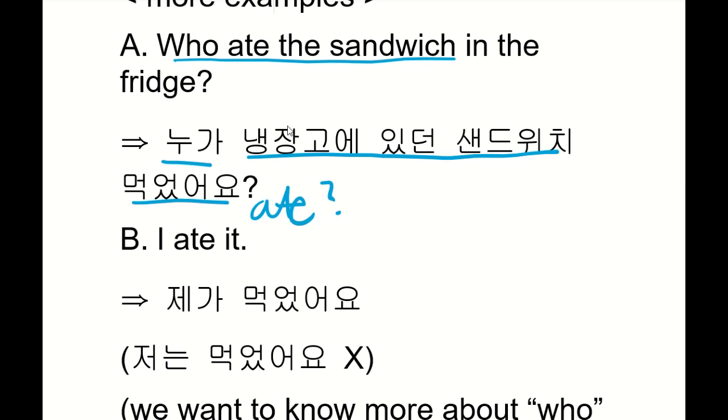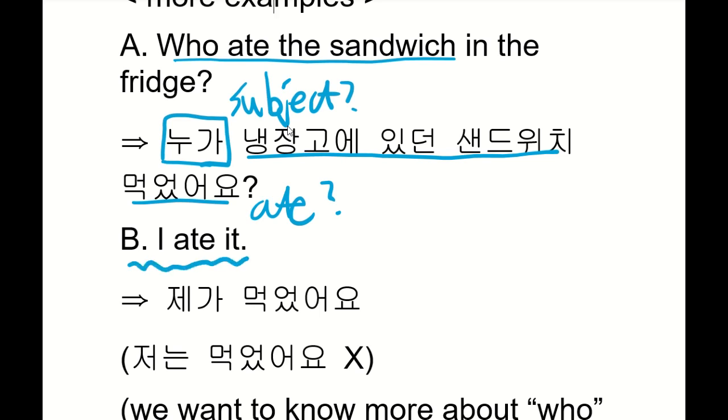So in this case, we're not really focused on the verb here, but we want to know who did it, the subject, right? 누가, who, 먹었어요, who ate it, and I ate it. So that's why we use 제가 here again. 제가 먹었어요. So 저는 먹었어요.